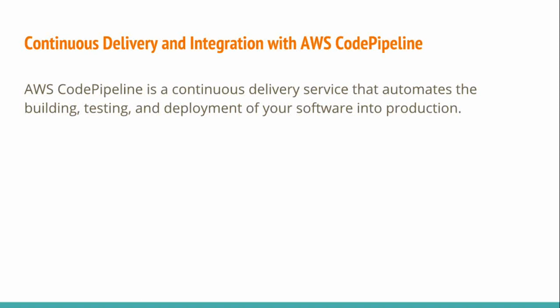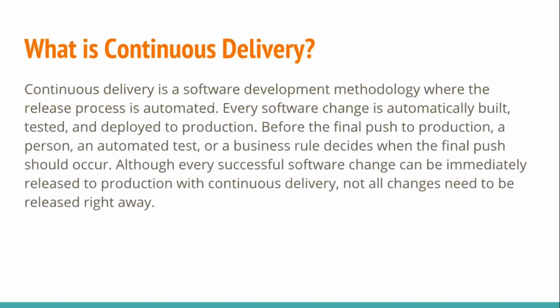Continuous delivery is a software development methodology where the release process is automated. Every software change is automatically built. Every minor change, once developers check in the code to the source repository, will automatically be built, tested, and deployed to production. Before the final push to production, we can put some restrictions.